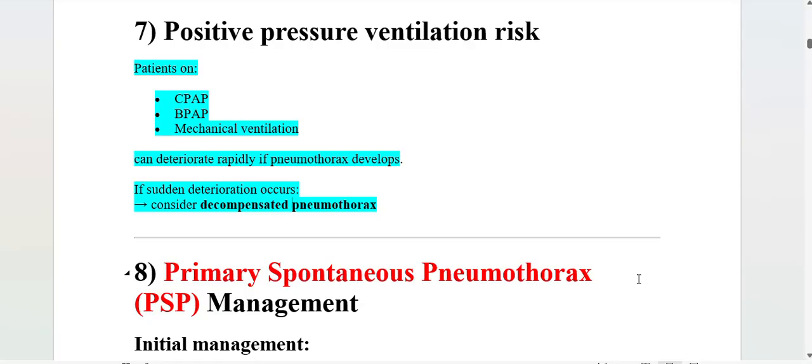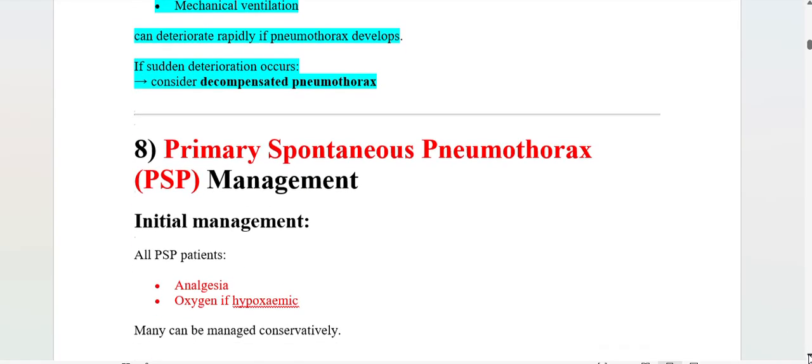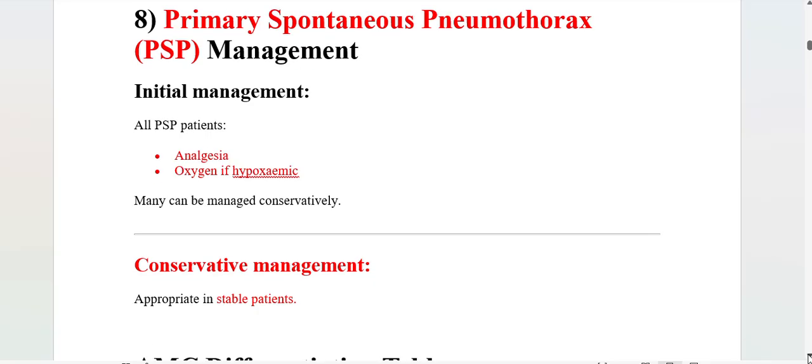Okay, tension pneumothorax. Now primary spontaneous pneumothorax management. Remember that. Before that, we have to measure the size, and then the management depends upon the size of the pneumothorax as well as the clinical presentation. But now, don't focus on size. If the patient is clinically deteriorating, vitally not stable, we have to do the intervention. The early intervention: if the patient is hypotensive, in shock, then we have to do the needle thoracostomy.